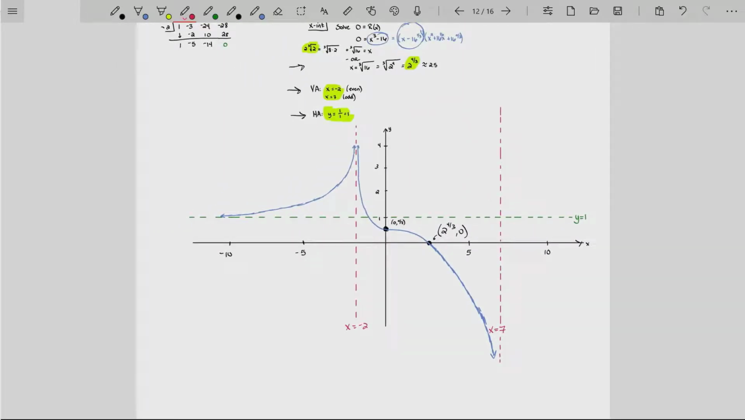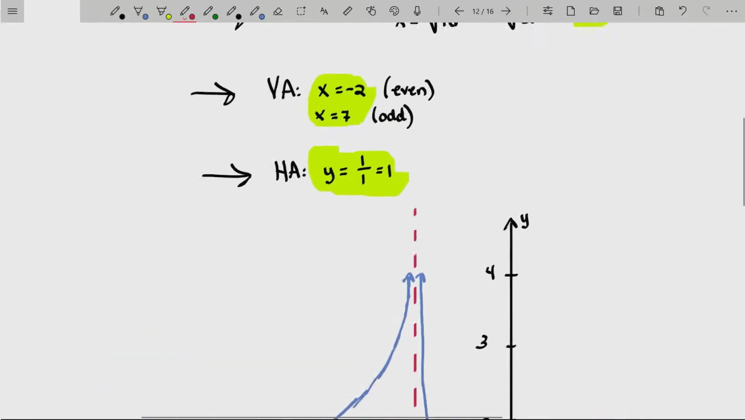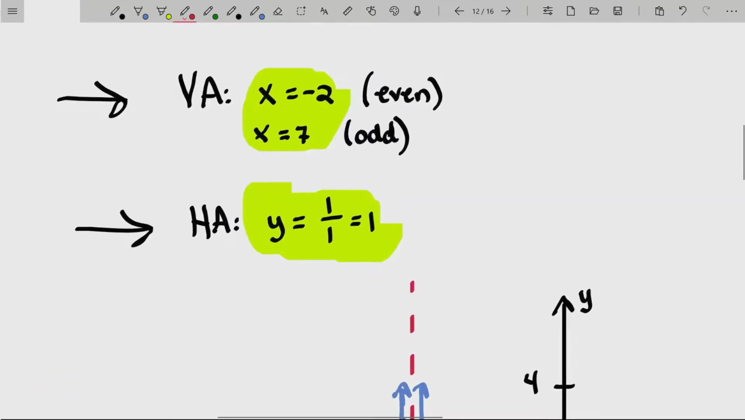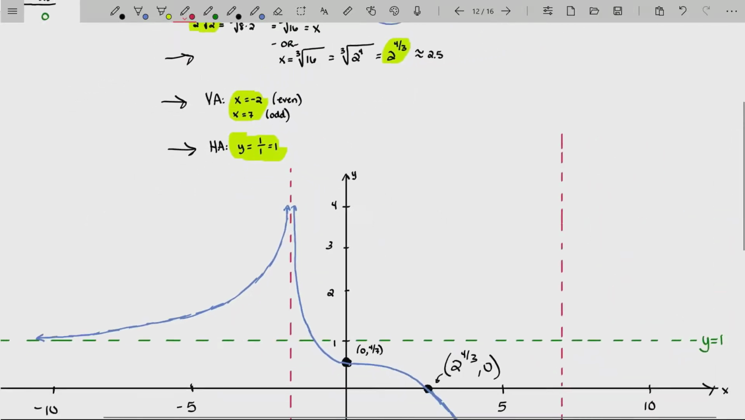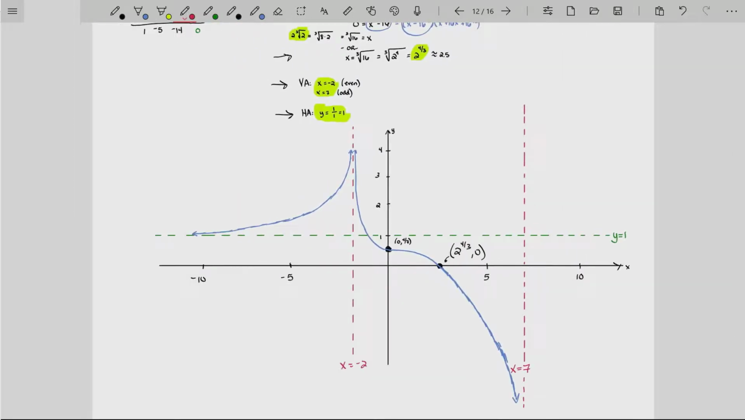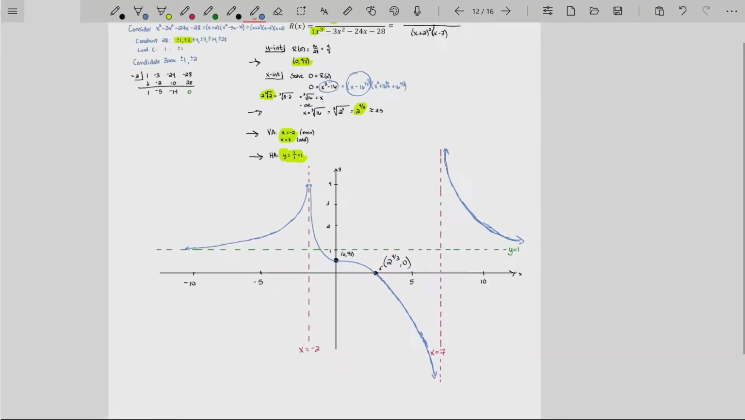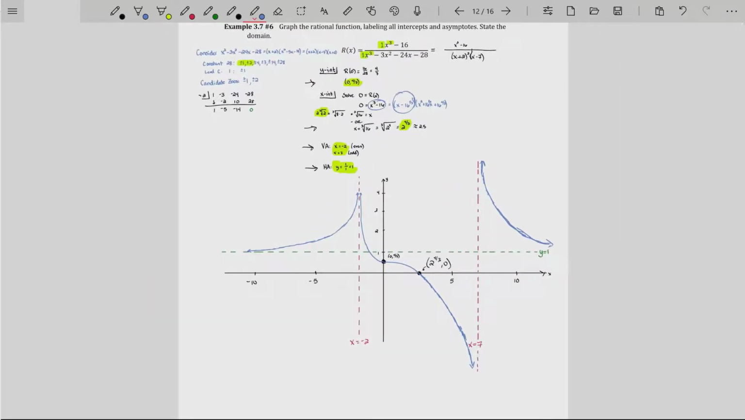I still need to draw to the right. This function doesn't stop existing at 7. So I have to figure out what happens on the other side of 7, and luckily, x equals 7 as a vertical asymptote is of odd multiplicity, which means it has opposite behavior on either side. So on the left-hand side, it's going down. So on the right-hand side, it must be, oops, I need a different pen color, it must be going up. Here we go. Drawing this, remember, it's going to want to eventually hug the horizontal asymptote. There we go. That is the graph of this rational function.